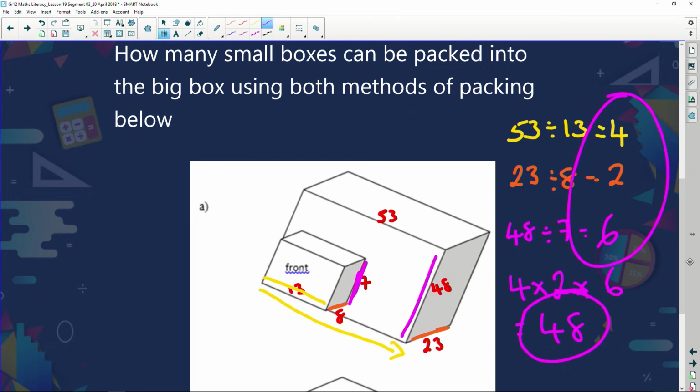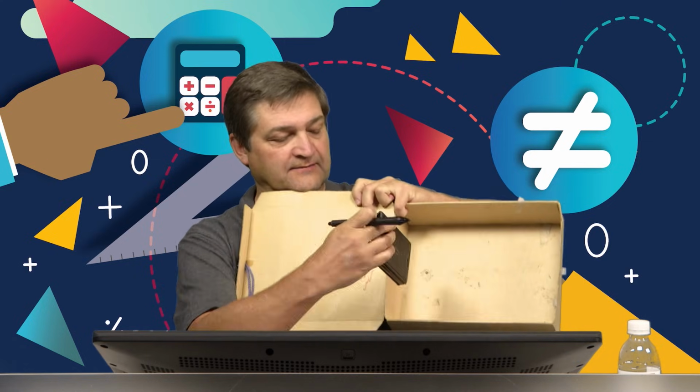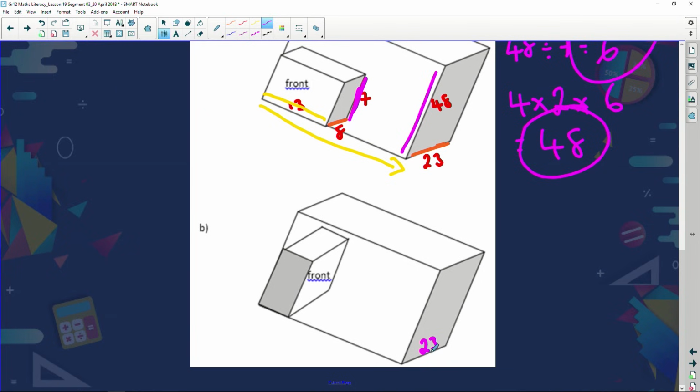Now, what happens if I change the style around? Now, instead of having my little cell phones going in this way, I'm now going to pack them this way. All right? So, what do I look at again? Again, folks, I know this is 23. I know my height is 48. And I also know that the length is 53 centimeters.